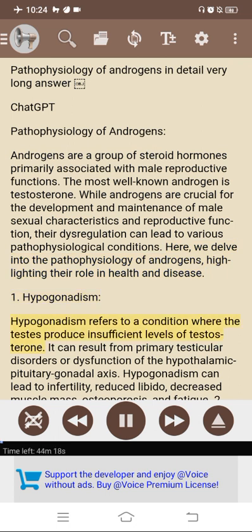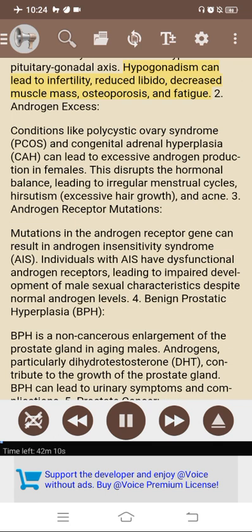1. Hypogonadism. Hypogonadism refers to a condition where the testes produce insufficient levels of testosterone. It can result from primary testicular disorders or dysfunction of the hypothalamic pituitary gonadal axis. Hypogonadism can lead to infertility, reduced libido, decreased muscle mass, osteoporosis, and fatigue.